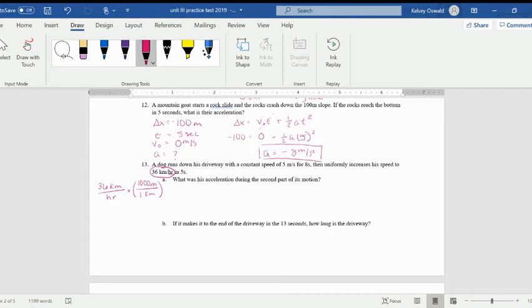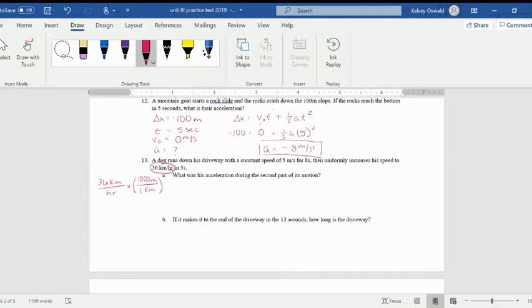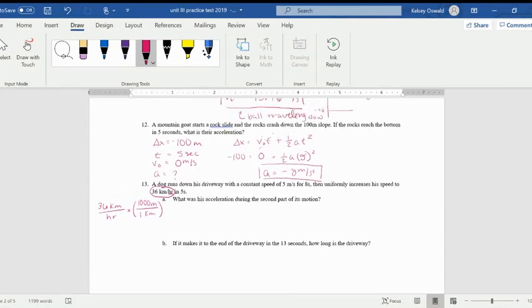and convert hours. So I know that in 1 hour, I'm going to have 60 minutes, and in 1 minute, I'm going to have 60 seconds. So this means if I'm moving at a rate of 36 kilometers per hour, that's going to end up being the same thing as 10 meters per second. Okay.